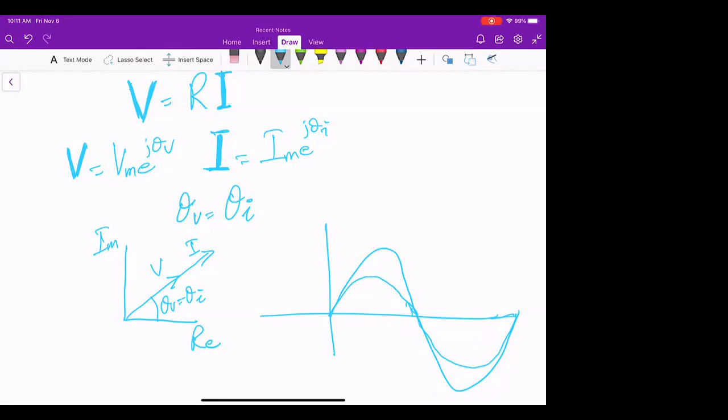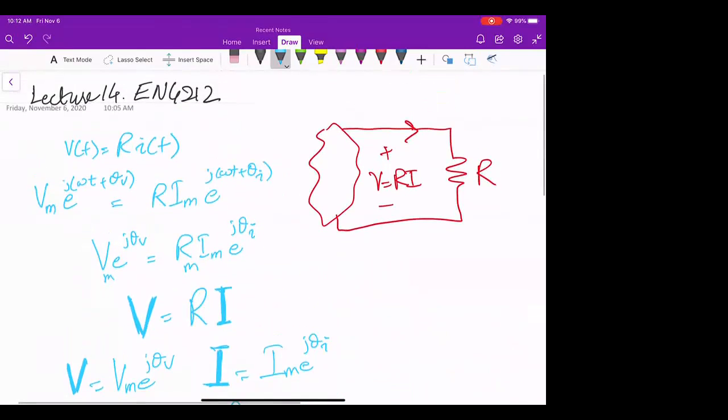So if theta V is equal to theta I, then maybe this, and if it is starting from 0, this should be on the x-axis. But if it has some angle, they both can start from here, showing that they have the same angle. So that's the circuit with the resistor. In the phasor form, you can see that if we have the resistor circuit, there is no phase difference, right?